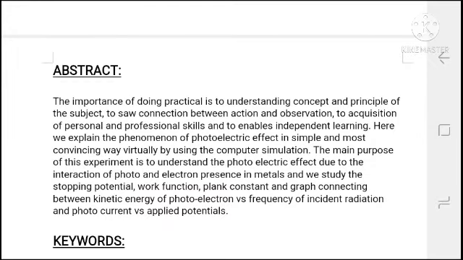Here we explain the phenomenon of photoelectric effect in the simplest and most convincing way, virtually by using computer simulations. The main purpose of this experiment is to understand the photoelectric effect due to the interaction of photon and electron present in the metals.